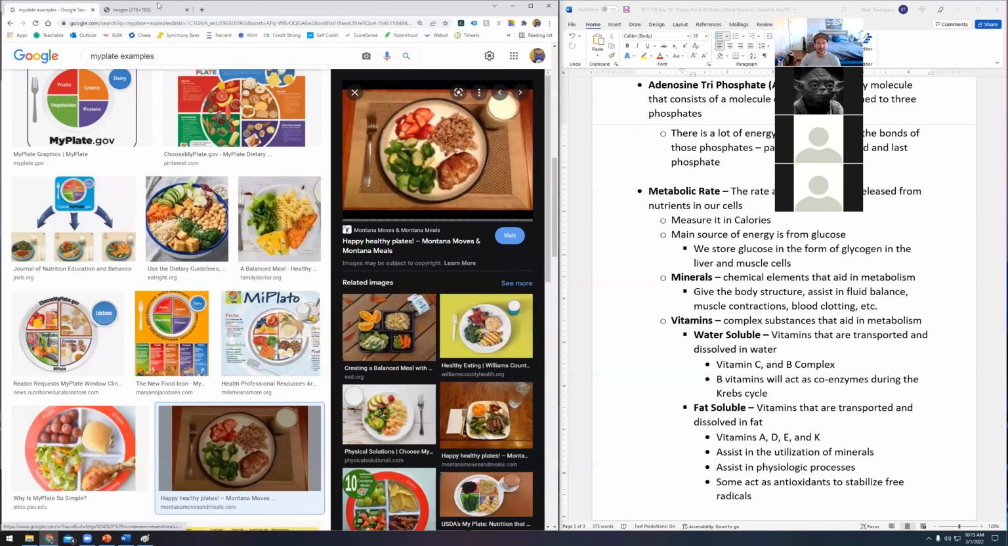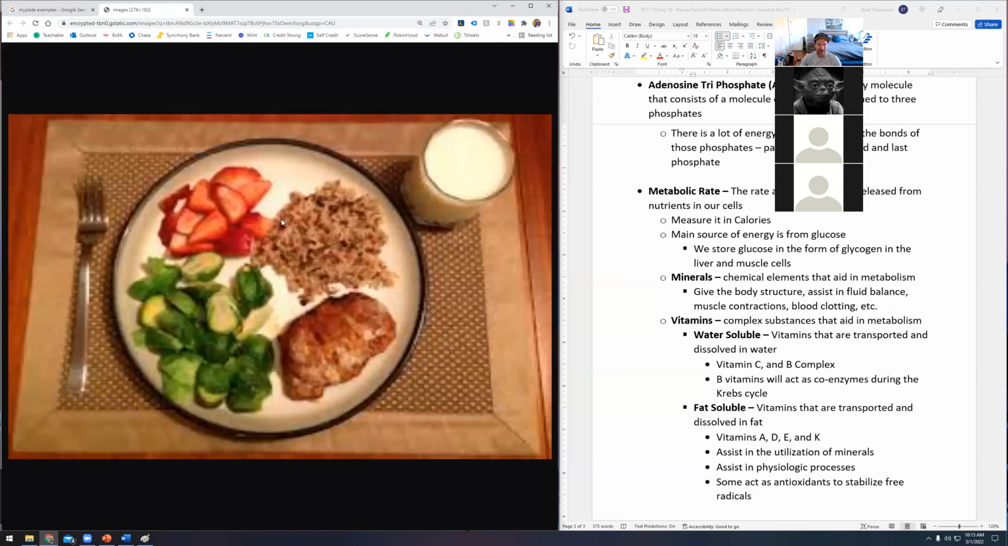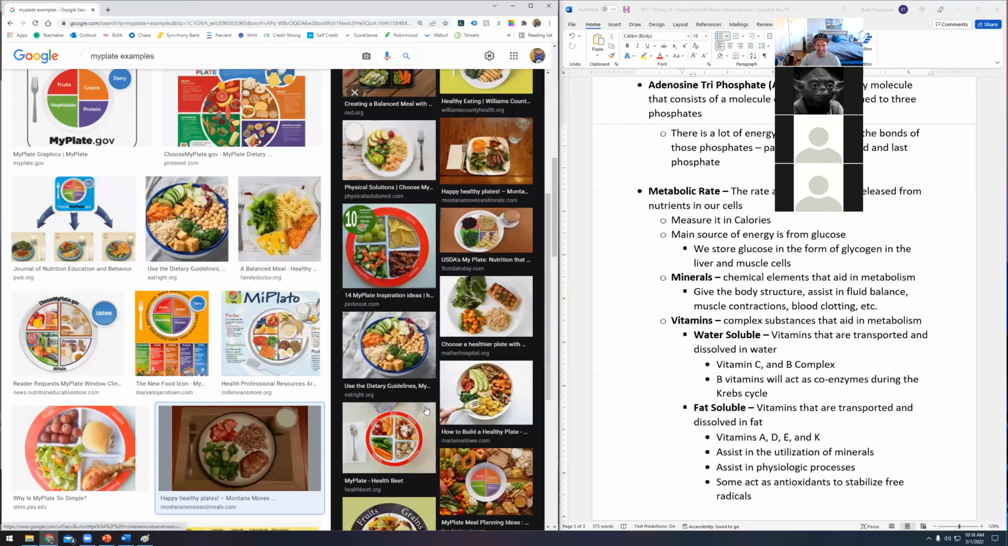Like, I would never have, what is that, chicken, rice, and then Brussels sprouts and strawberries? That's such a weird combo to me. Love Brussels sprouts though. Let's go.